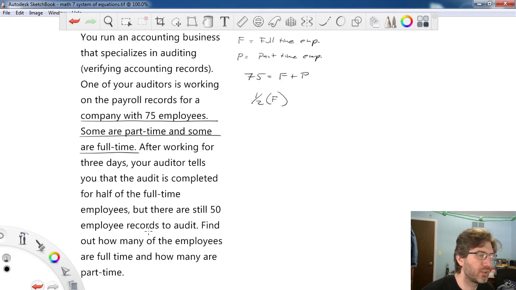And it says here they still have 50 employees to audit. So 75 minus 50 gives you 25. So they've only done 25. So you know that equals 25. And this one's pretty simple. You just kind of solve for F and plug into here. It's not too crazy of a system of equations.